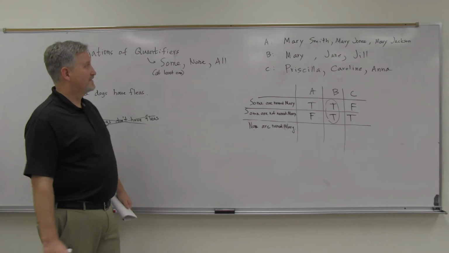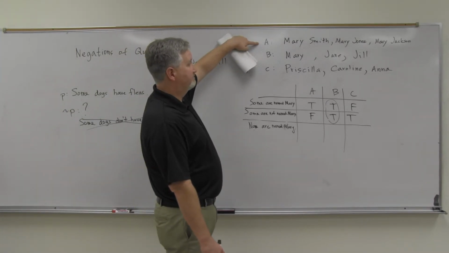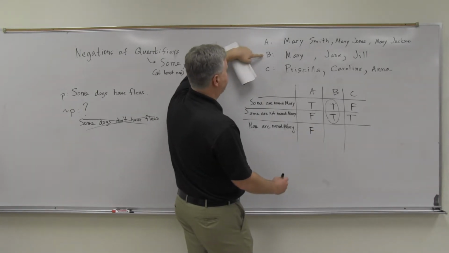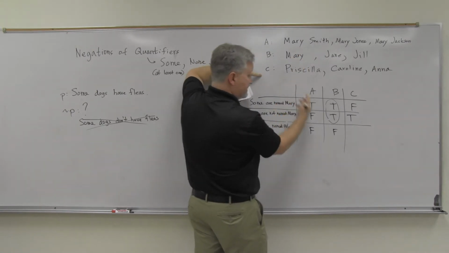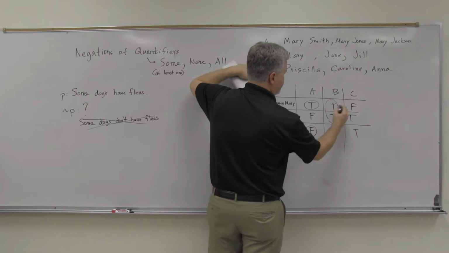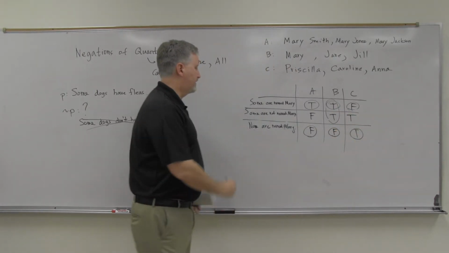Is that true or false about group A? None of them are named Mary. That's false. None of them are named Mary in group B. That's false as well, because we do have one that's named Mary. None are named Mary in C. That's true. So we've got true, false, opposite; true, false, opposite; false, true, that's opposite as well.